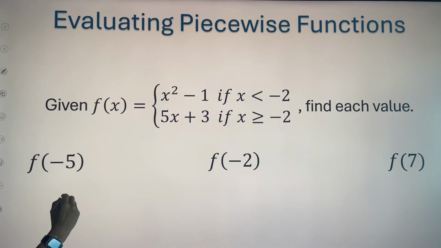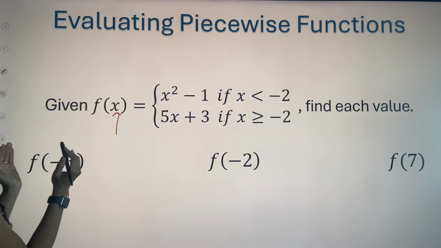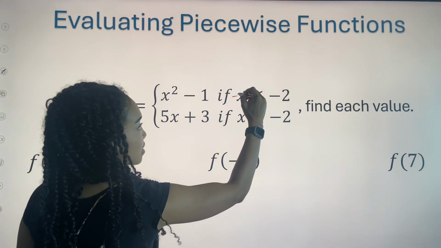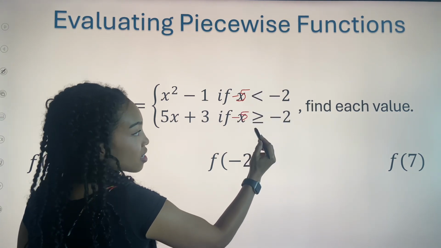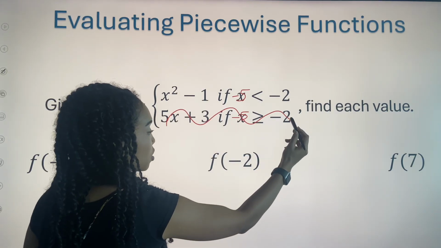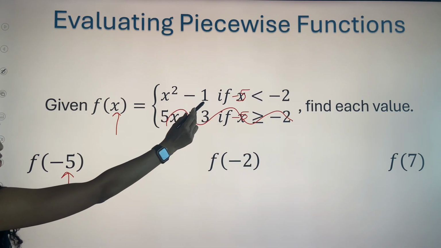So here I'm going to plug in -5 into this x right here. So I want f of -5. Now, -5 is less than -2. -5 is not greater than or equal to -2. So I'm not going to use this bottom equation for f of -5. I'm going to use the top equation.